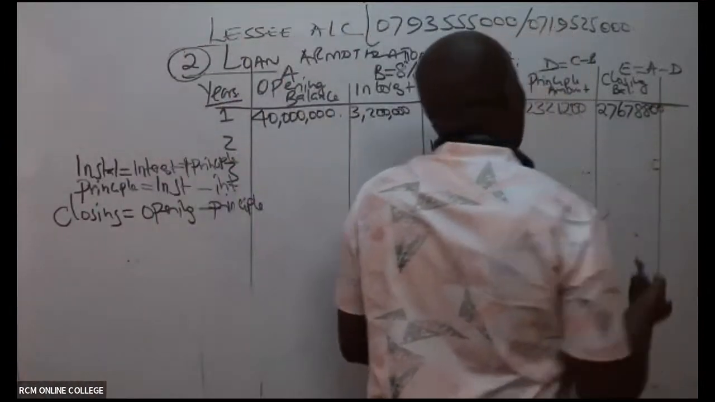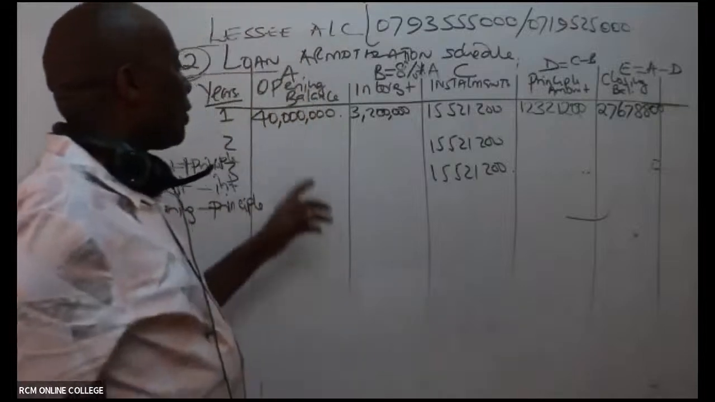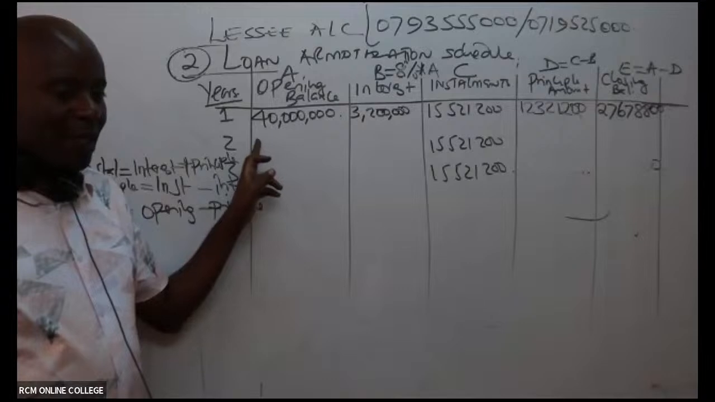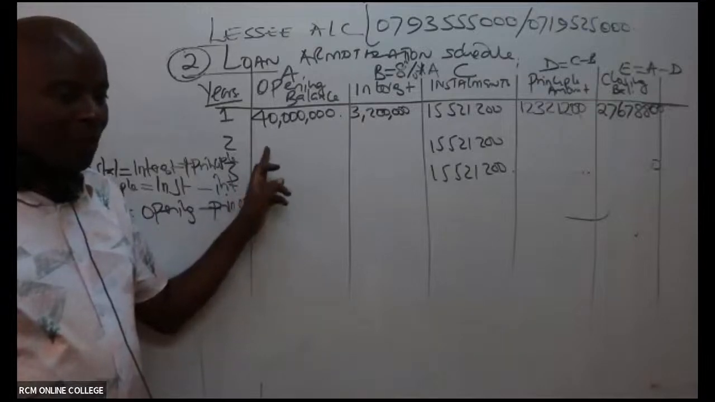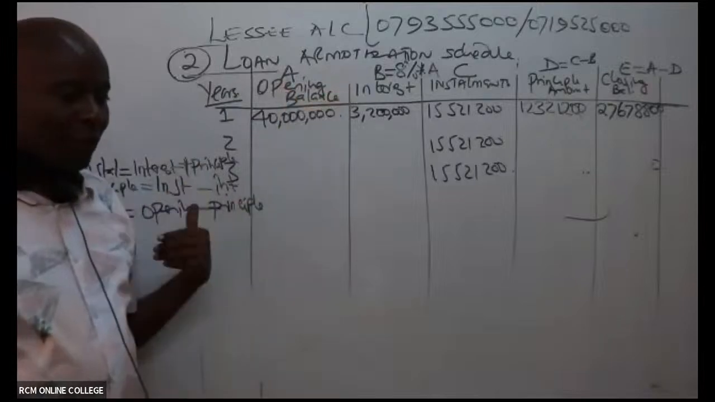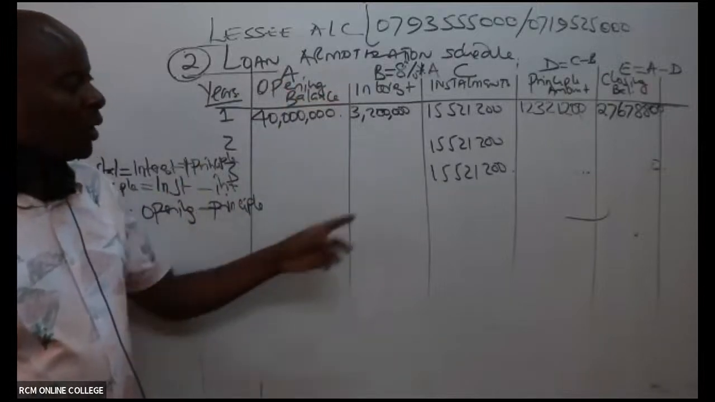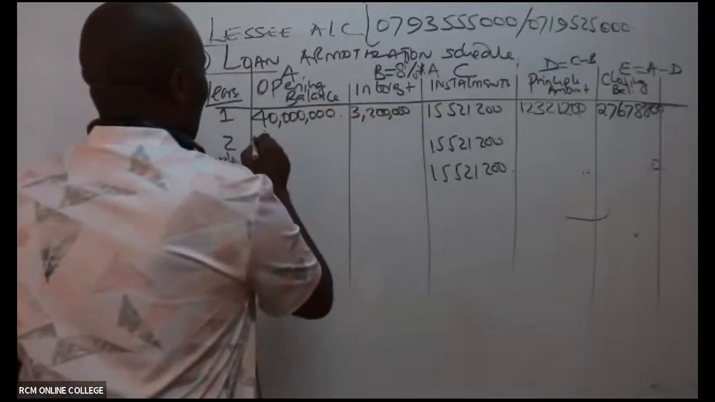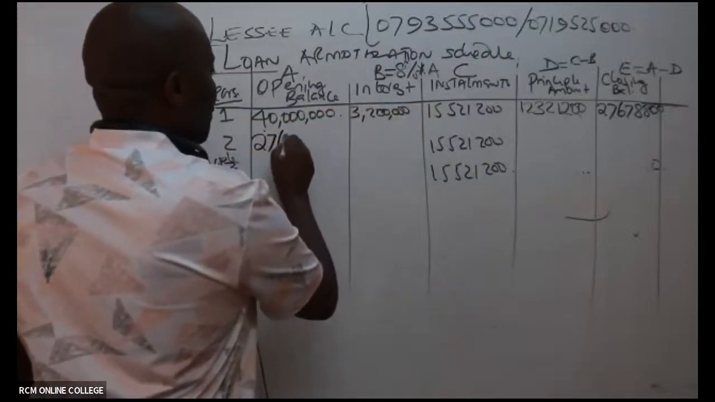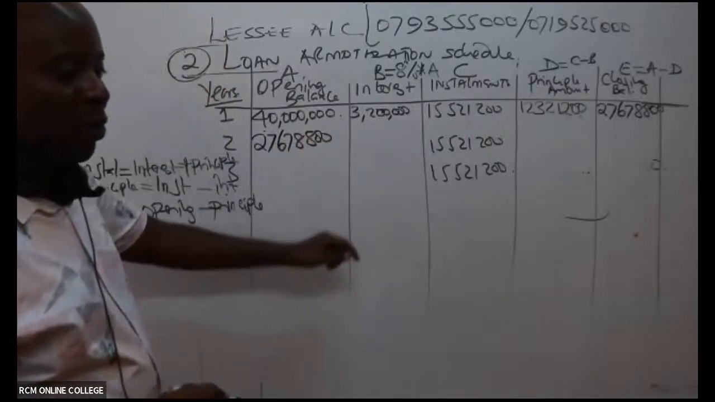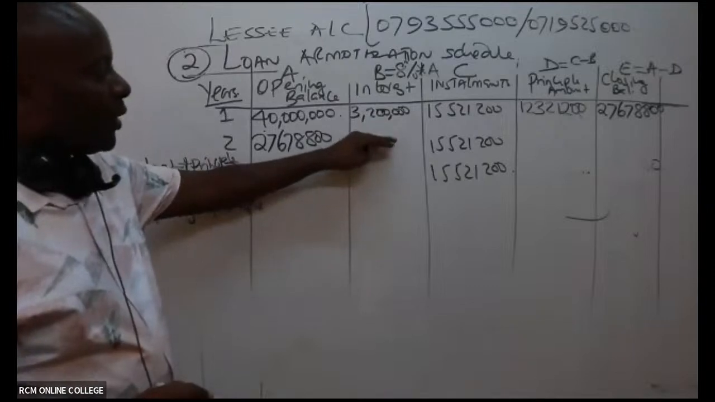Now, my good students, what do you think shall be the opening balance of year 2? It should be the closing balance of year 1 that we bring down. So whatever you have as your closing balance of year 1, when we come to year 2, this is what I will begin with, 27,678,800. Is that okay? So now I've been able to set the tempo.